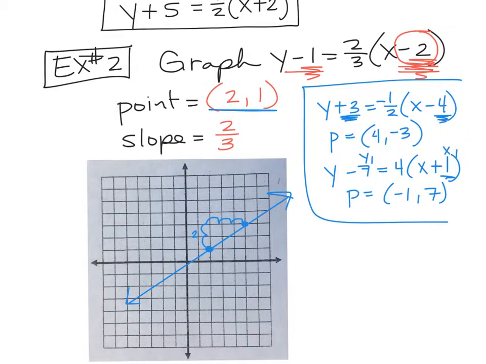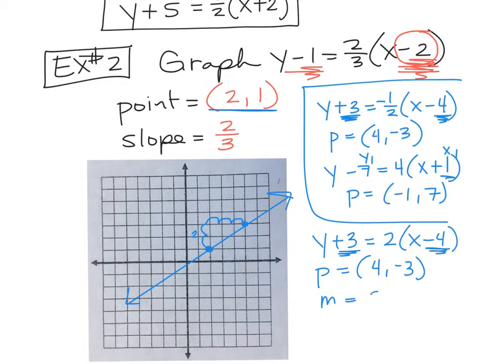What if I gave you this equation? y plus 3 equals 2 times x minus 4. What is your point right now? Positive 4 and negative 3. Right, positive 4, negative 3, right? Opposite of this, opposite of that. Make sure you switch the order. And then what's your slope? 2. The slope is 2.